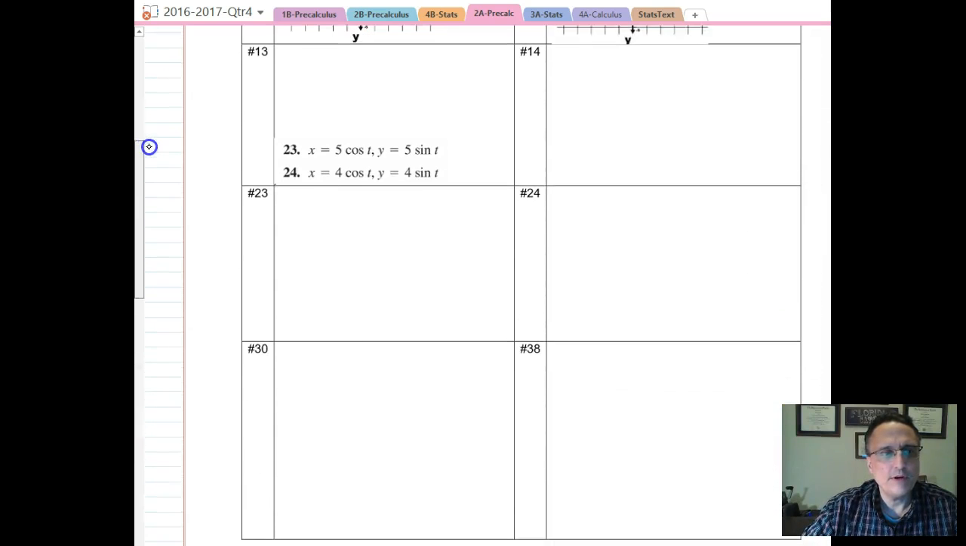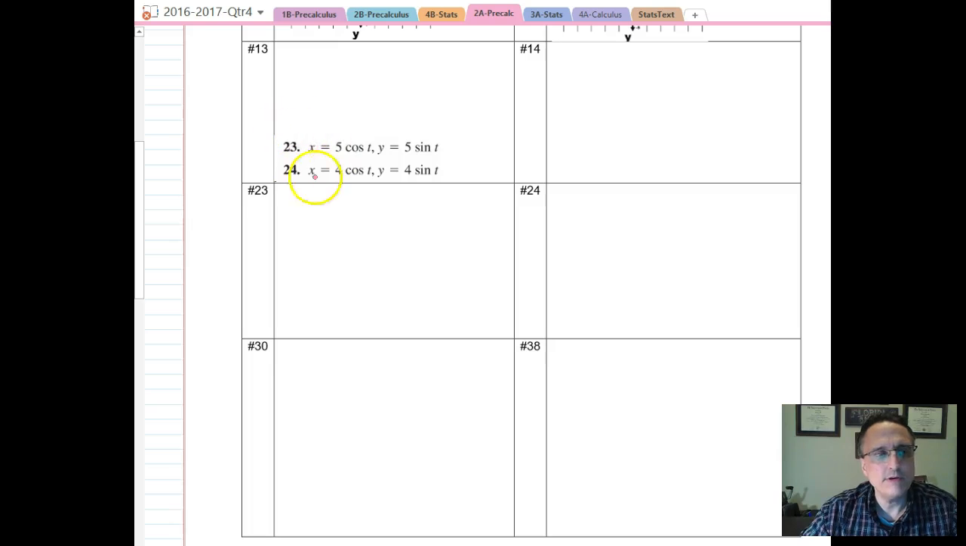The first one I wanted to talk about were these here, 23 and 24. And we'll tackle number 23 here. So 23 has a set of parametric equations. And there they are, x equals 5 cosine t, y equals 5 sine t.